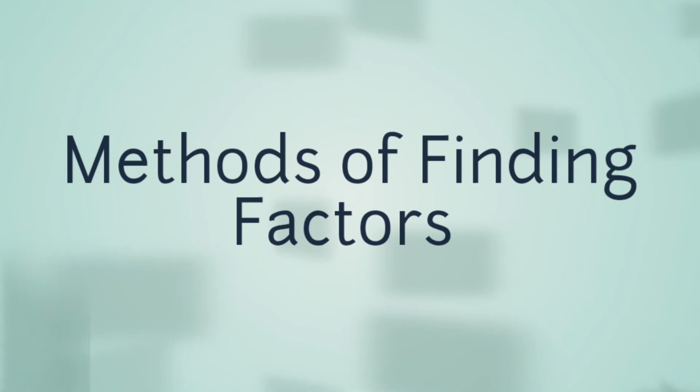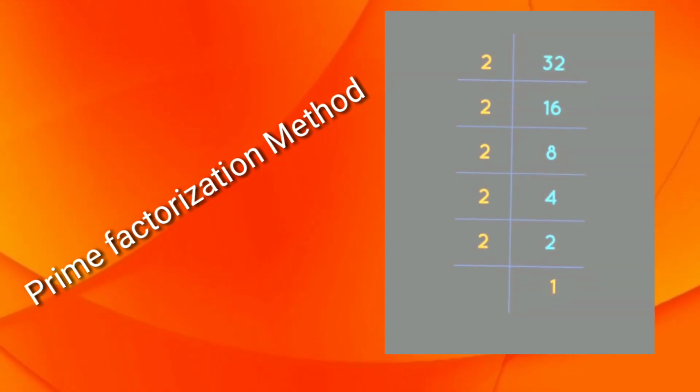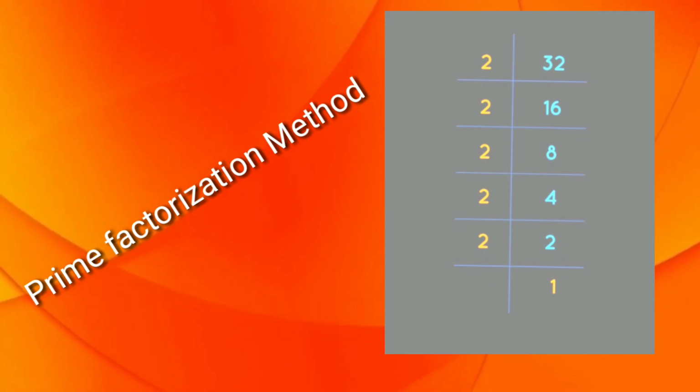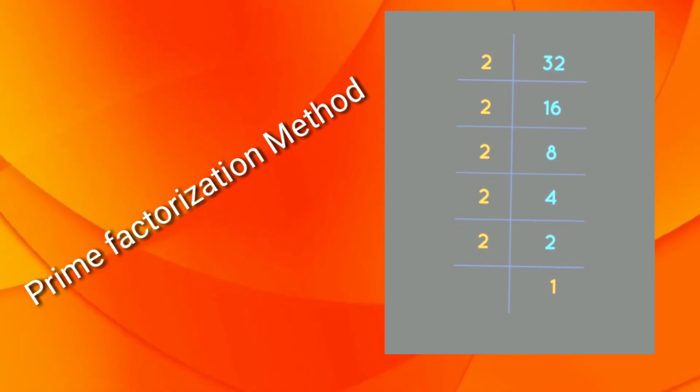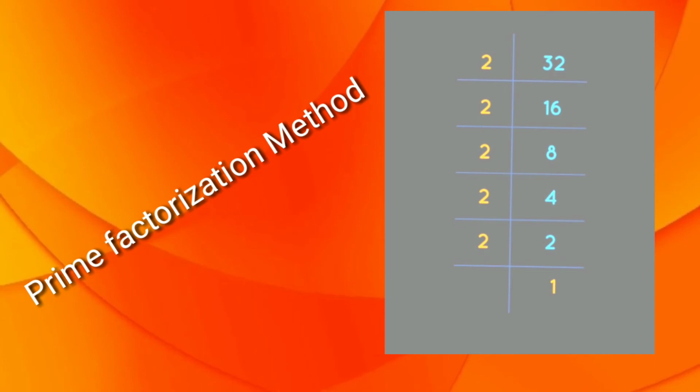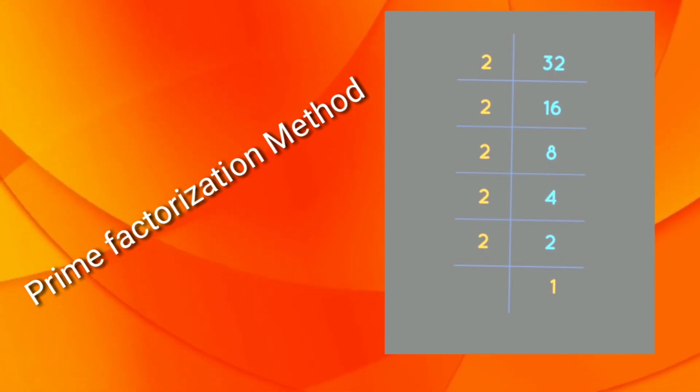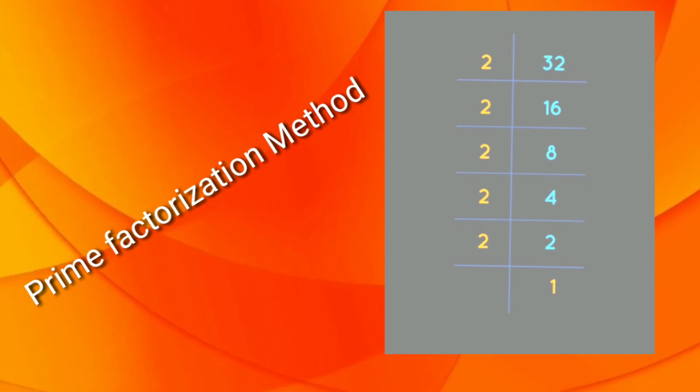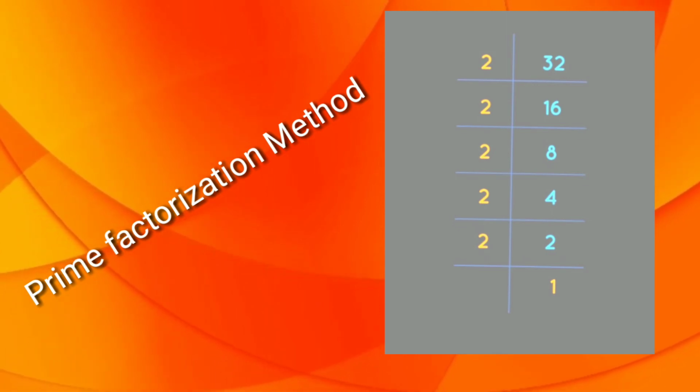First, the prime factorization method. In this method, we factorize by using only prime factors. For example, 32. 32 is divisible by 2, we get 16, and 16 is divisible by 2, we get 8. Again we divide by 2, we get 4. Again we divide by 2, we get 2, and 2 is divisible by 2, we get 1. So the prime factors of 32 are 2 multiplied by 2 multiplied by 2 multiplied by 2 multiplied by 2, and the product of all these twos is 32.